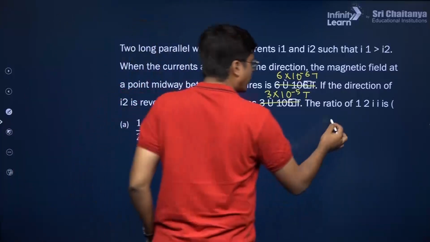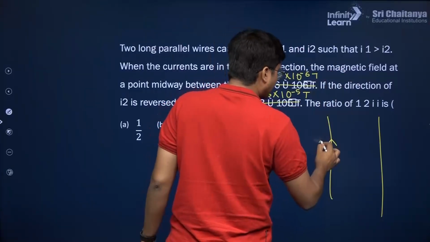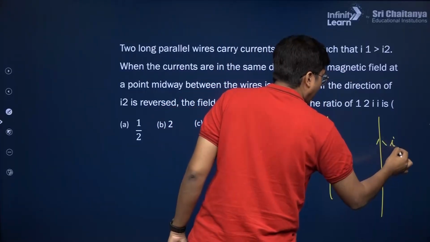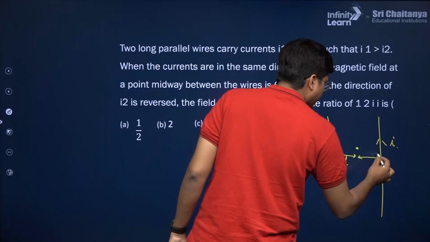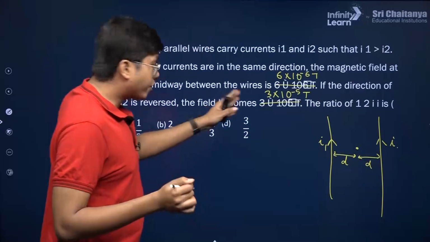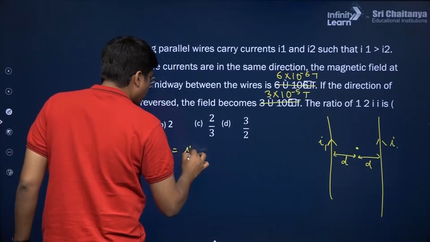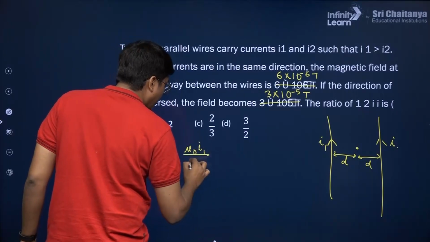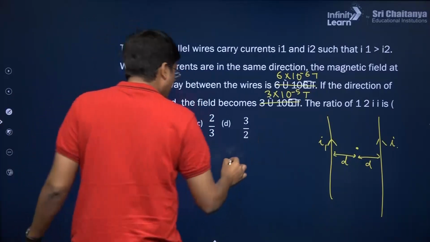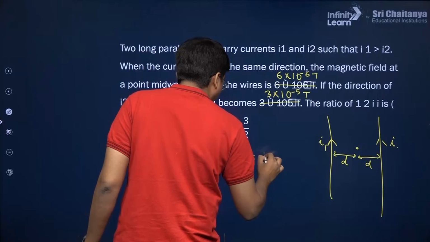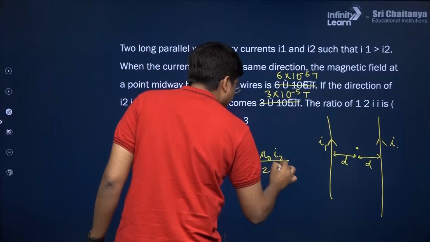So let's draw this out. You have one I1 and one I2, both carrying current. Let's say in the beginning they're carrying current in the same direction, I1 and I2. And you want the magnetic field at the midpoint. Let's assume the distance is d from each one. It's midway, so it's at equal distance from both wires. So B1 is equal to mu naught I1 divided by 2 pi d. That's the formula of magnetic field at a distance from a straight conductor. And B2, the magnetic field because of wire 2, is mu naught I2 divided by 2 pi d.